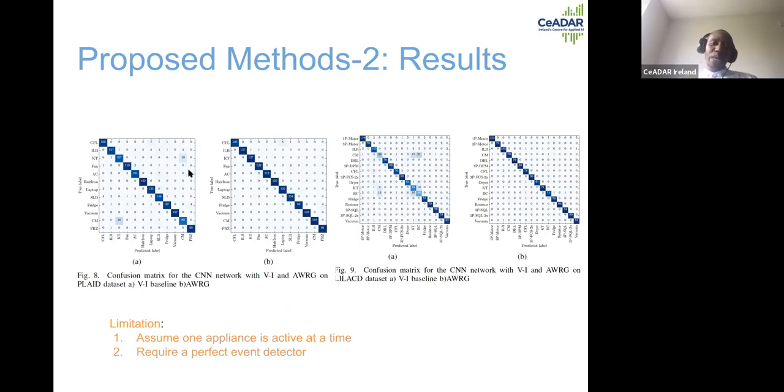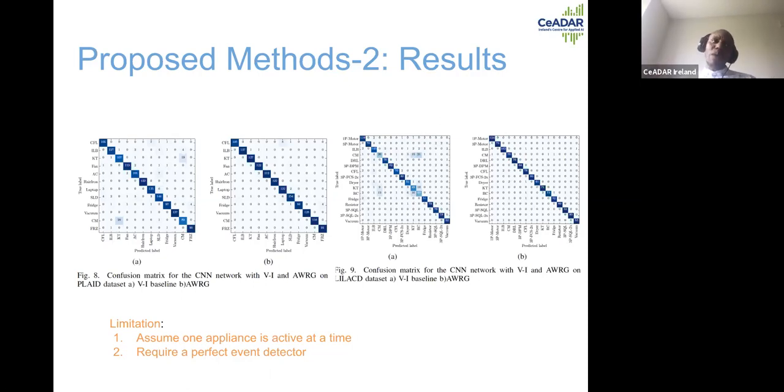As you can see, if you compare it to the VI trajectory, for example, this was on the residential data, and this is the industrial data. If you look at the confusion matrix, the number of false positives and false negatives is much reduced with the proposed approach compared to the VI trajectory approach.